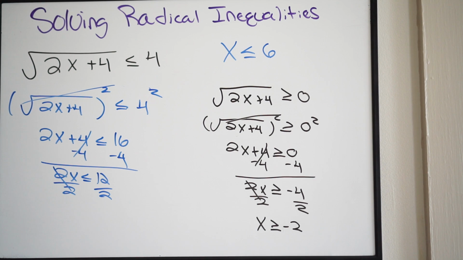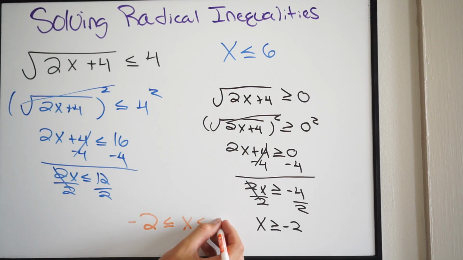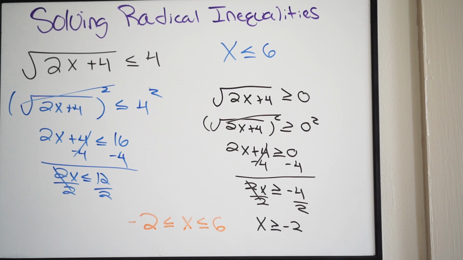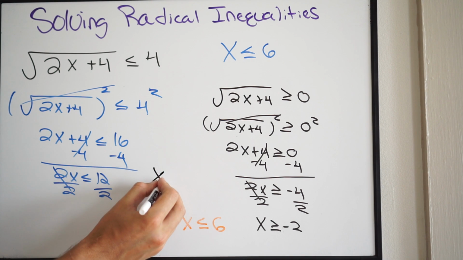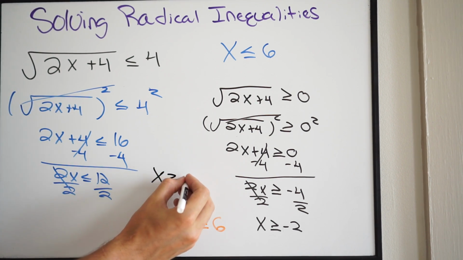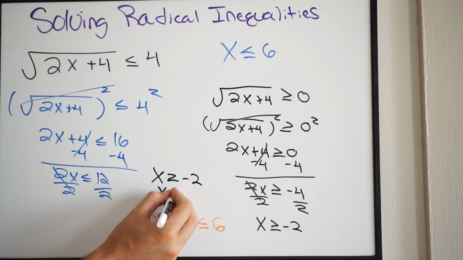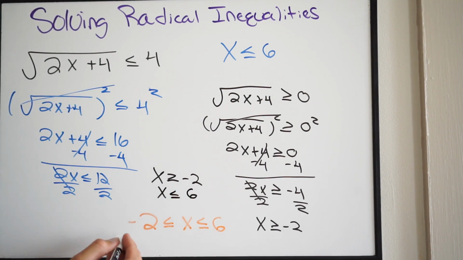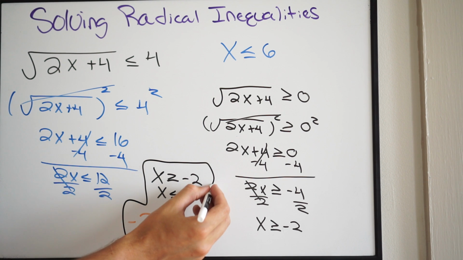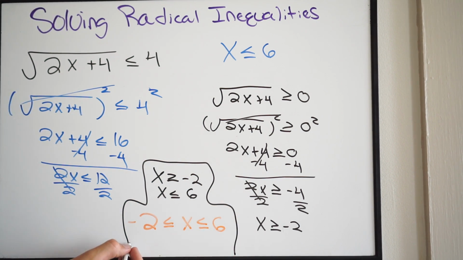And you can actually write it like this. Our final answer can be written as the following: negative 2 less than or equal to x, and then less than or equal to 6. That's perfectly fine. You can also write it like this, where you have x greater than or equal to negative 2 and x less than or equal to 6. Both answers are acceptable. They both mean the same thing. All right, and that is it.